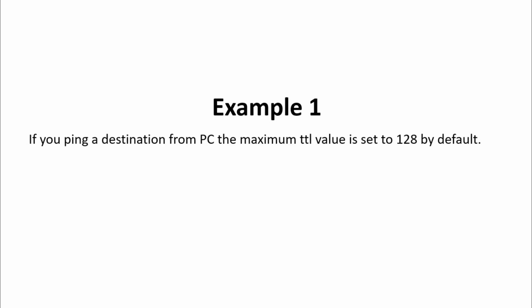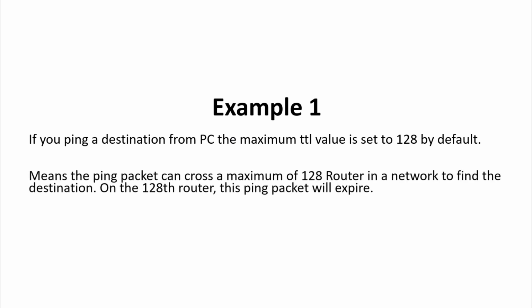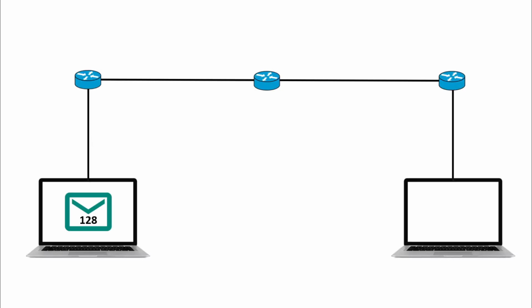For example, if you ping the destination from a PC, the maximum TTL value is set to 128 by default. It means the ping packet can cross a maximum of 128 routers in a network to find the destination. On the 128th router, the ping packet will expire. Let's understand with the help of an animation.